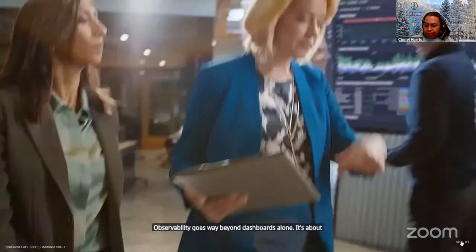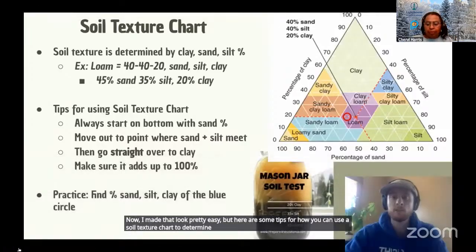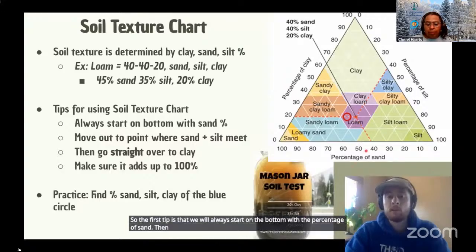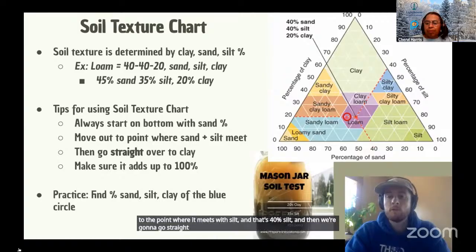Now I made that look pretty easy, but here are some tips for how you can use a soil texture chart to determine the classification of a soil. So the first tip is that we will always start on the bottom with the percentage of sand. Then what we want to do is move out to a point where the sand and the silt meet. So in this example, we'd move from 40% sand to the point where it meets with silt, and that's 40% silt. And then we're going to go straight over to determine the percentage of clay, and that's 20% clay.